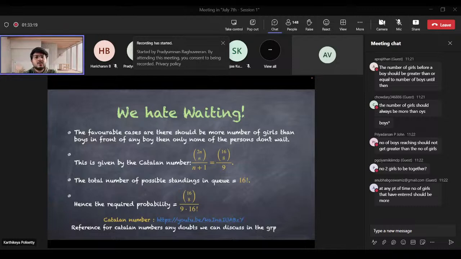You'll enjoy it really. So the Catalan number is given by 2n choose n upon n plus 1. Here n is equal to 8 girls or 8 boys, so n is equal to 8. So the number of possible arrangements that the people can stand in queue for favorable cases is 16 choose 8 by 9. What are the total number of possible standings in a queue? Which is 16 factorial, the number of arrangements of 16 people. Hence the required probability is favorable cases upon total cases, which is 16 choose 8 by 9 into 16 factorial.